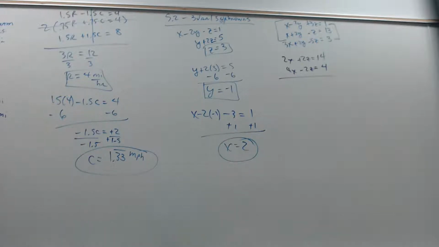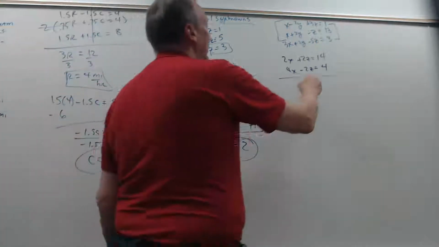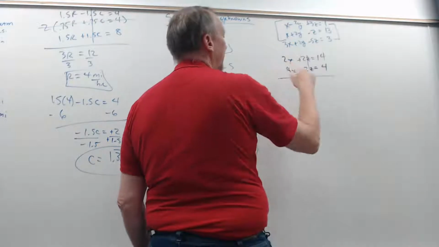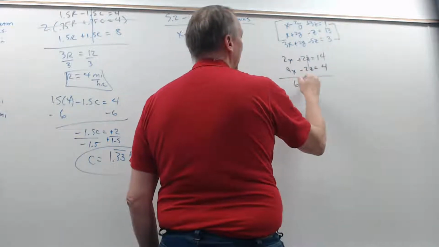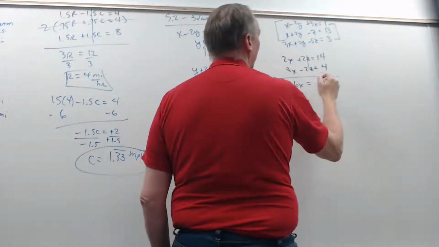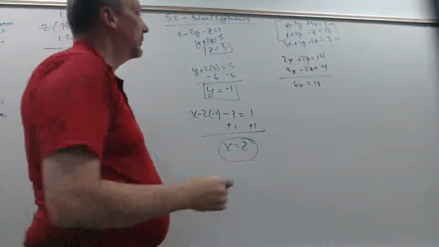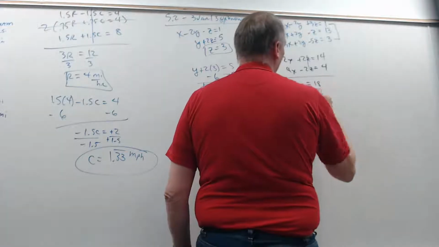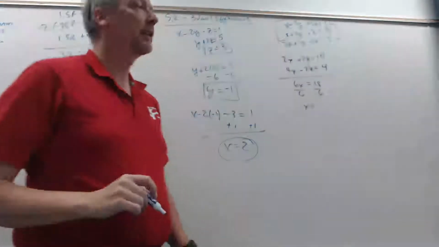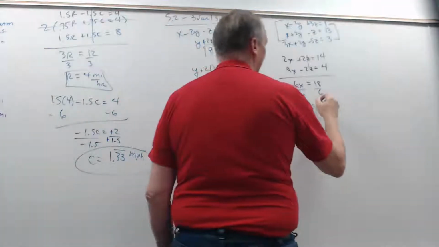The z. You really lucked out on that one because those z's are going to go right away. 2x and 4x is 6x. 14 plus 4, 18. Then divide by 6. X equals 3. Now what?